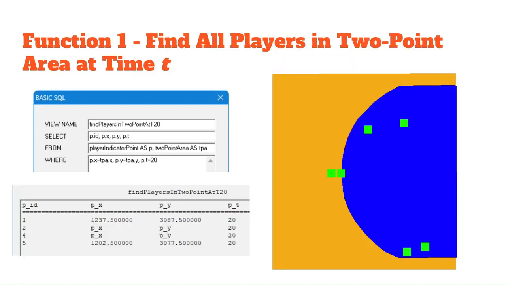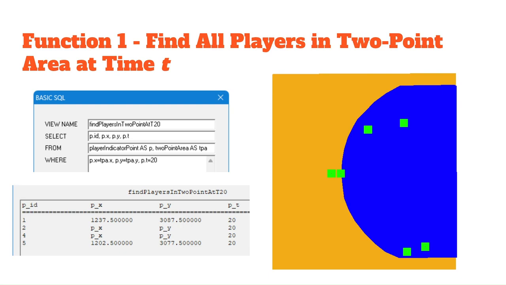So, alongside the animation, we had a lot of fun doing that. We also came up with a few functions to help find out some interesting information. So, for example, the first function we devised was to find all the players who are in the 2-point area at some time period t.